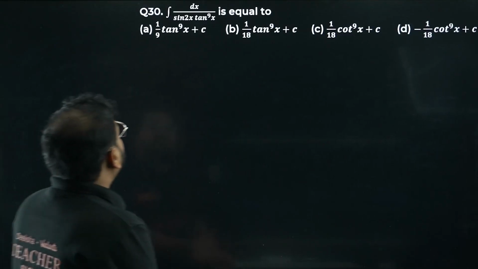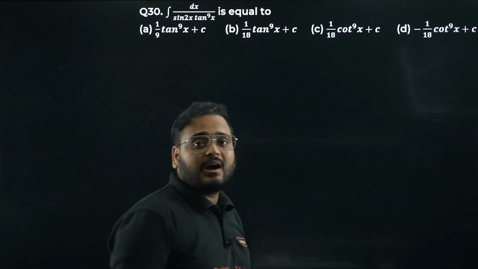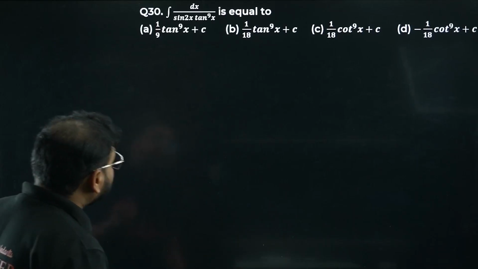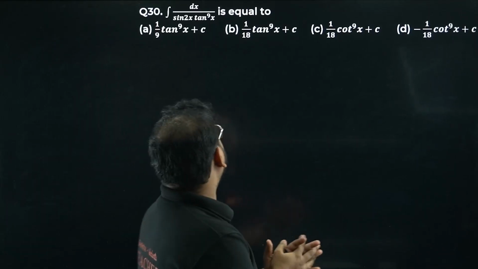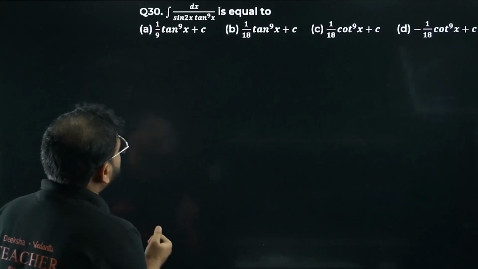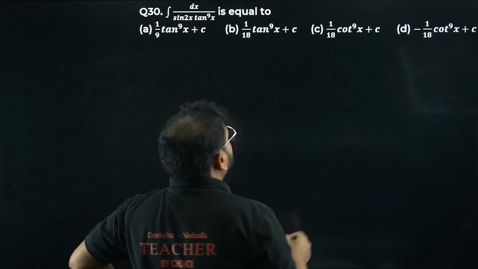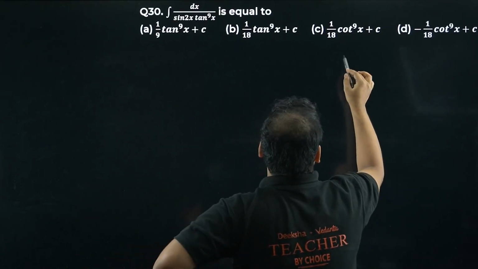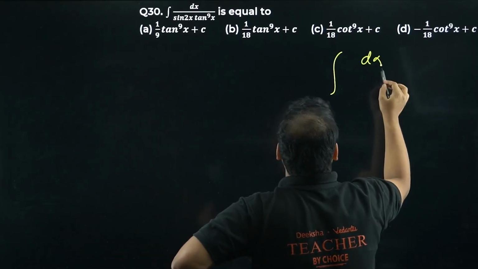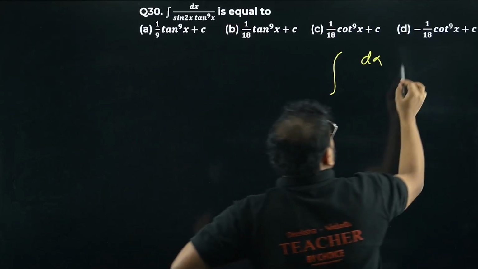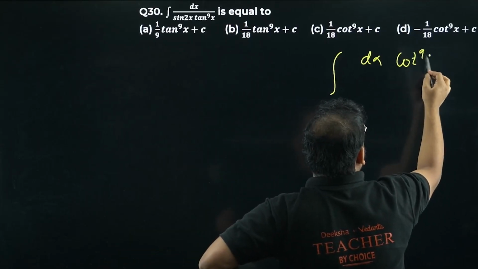30th now. 30th is the last question of the day. We have from top 30 of AOI and integral. Okay, let's solve this question very quickly. What we have: integral of dx upon sine 2x tan power 9x. Okay, so I can solve this. Of course dx is there now. I can take this tan in the numerator. I get cot power 9x.